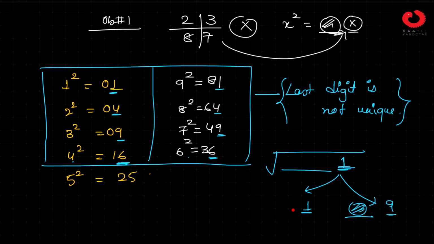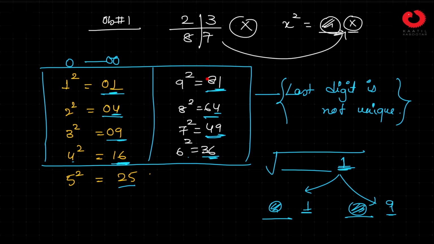So this understanding has to be developed just now, that the last digit is not always sufficient to get you the required answer. So we have to go to the next step, and the next step is to check the last two digits. Yes, the last two digits are not repeating. Like the last two digits of 0 are 00, of 1 are 01, then 04, 09, 16, 81, 64, 49, 36 and 25. And we can see they are not repeating.